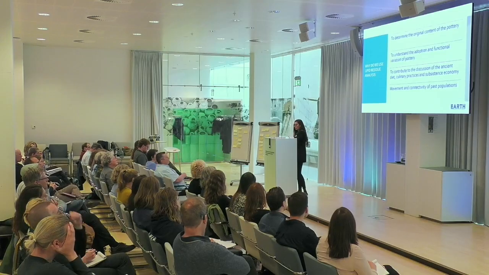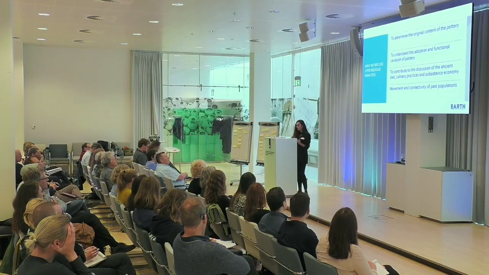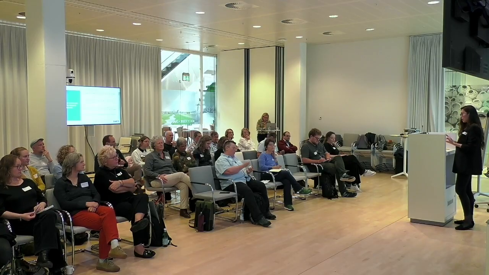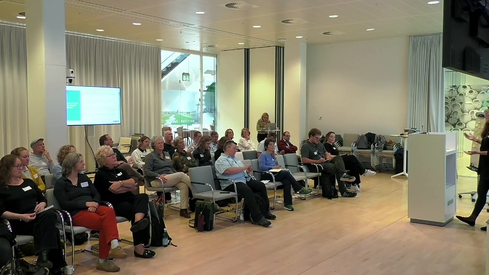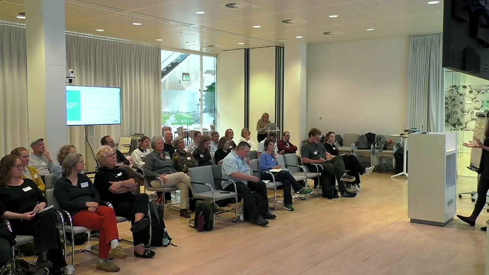And one more step from that, you can also understand movement and connectivity of the past populations. If the food that you are finding in the pot is not present in the close environment of the society, where did it come from? Is it coming from the neighboring society? Are they in a relationship? Are they in a trade relationship? Are they in a connection? Is it actually affecting how they're living their lives, how they're using this material culture?